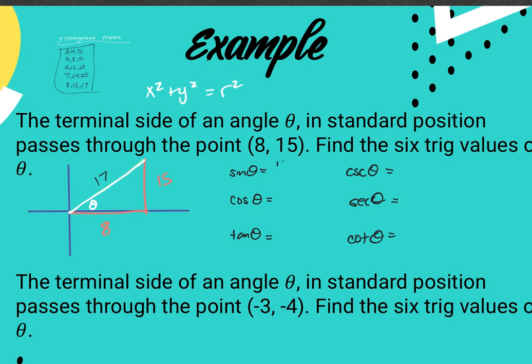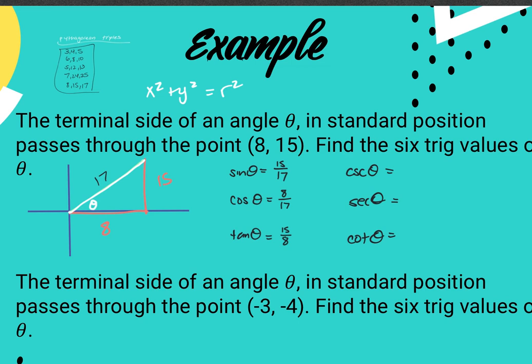So sine is opposite over hypotenuse, which would be 15 over 17. Cosine is adjacent over hypotenuse, which would be 8 over 17. And tangent is opposite over adjacent, which is 15 over 8. Do we need to simplify these? If they can be simplified, yes, but you don't have to change them from improper.